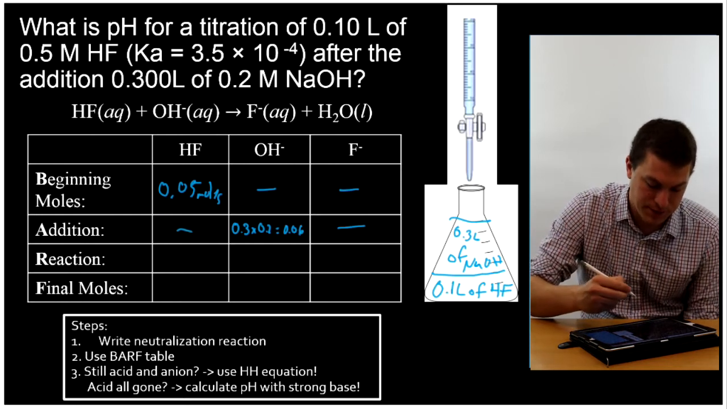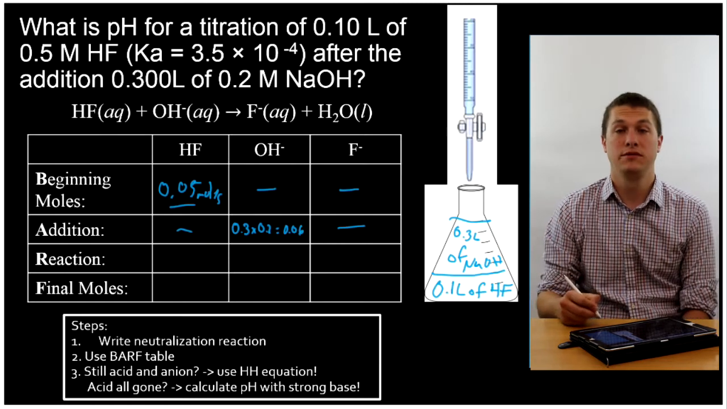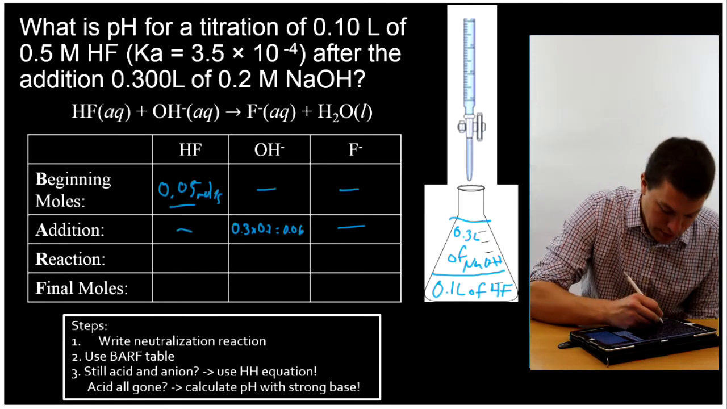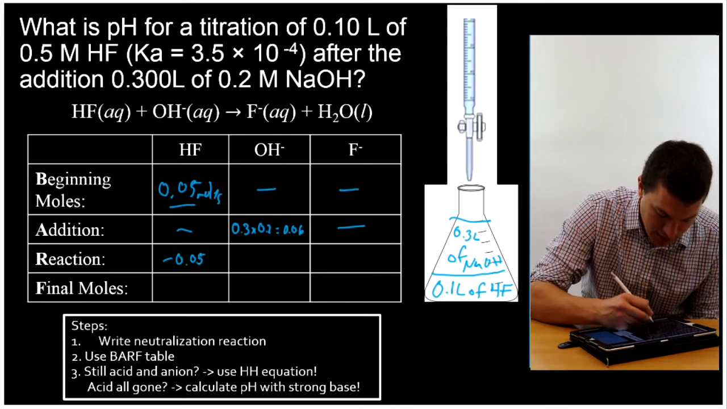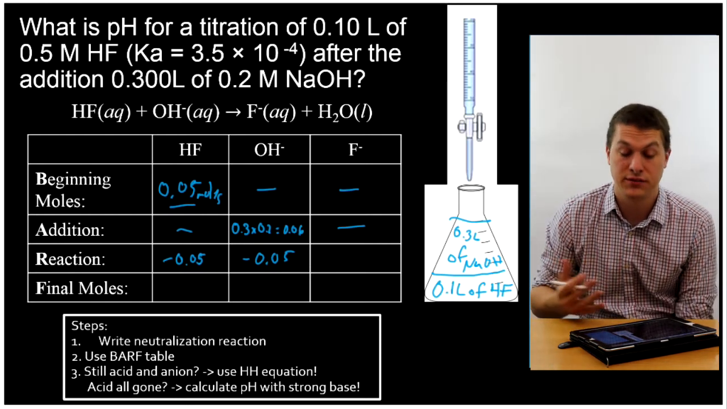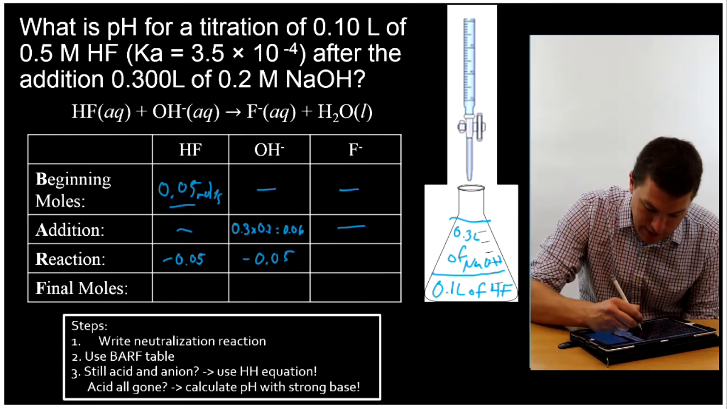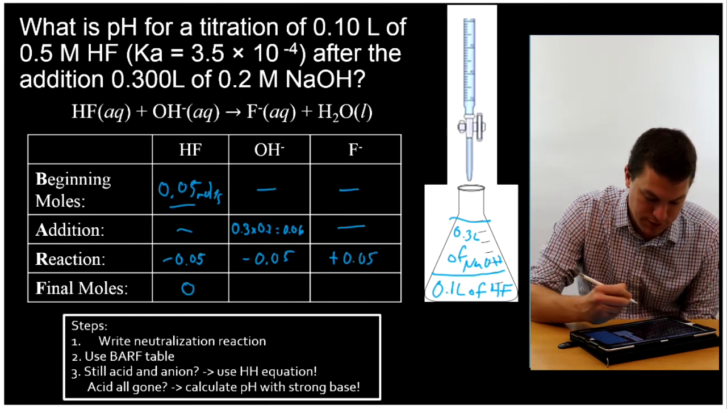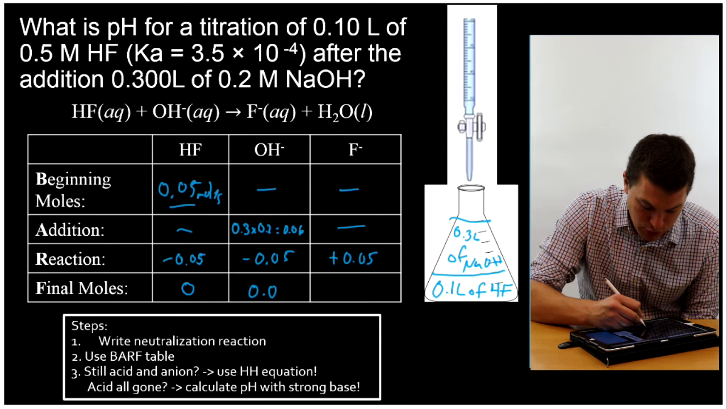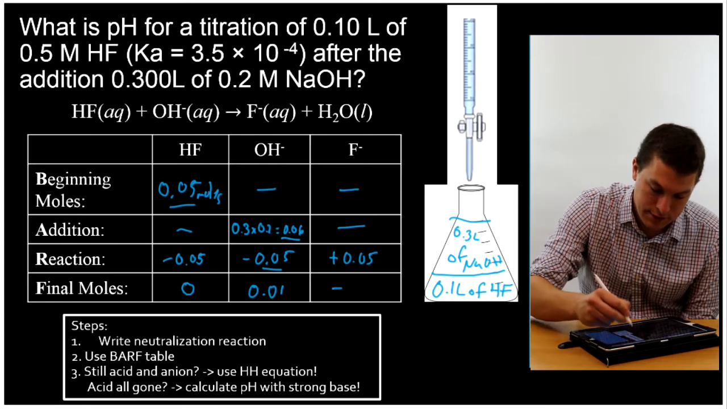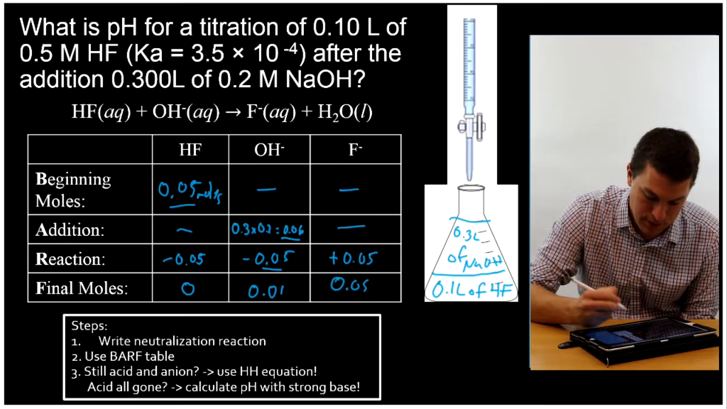Now I'm going to think about my reaction. Well, because I have 0.05 moles of HF, that's the most of my OH that could possibly react. I'm going to have OH left over. So I'm going to subtract 0.05 there and subtract 0.05 there. Because after that, my HF is gone and my OH will stop reacting. And then my F minus is going to increase by 0.05. That's going to leave me with 0 HF moles. It's going to leave me with 0.01 moles of OH minus, because 0.06 minus 0.05. It's going to leave me with 0.05 moles of F minus.